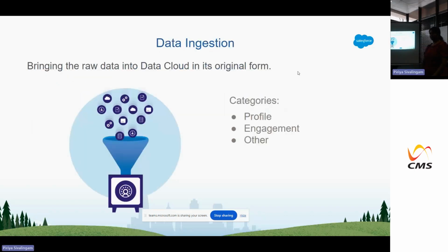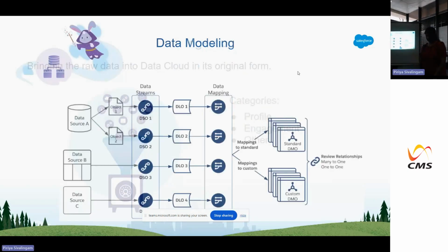So with that, we can configure the data ingestion in the Data Cloud. Data ingestion is the process of bringing in the raw data in its original form from different sources of the data. Right. So here the important thing is to specify the correct type of category of the data being ingested, because once you have defined the category of the data stream, you cannot change it later. Right.